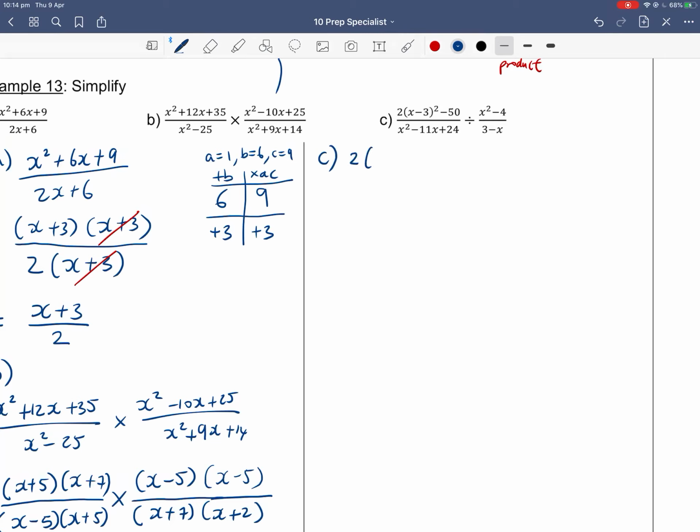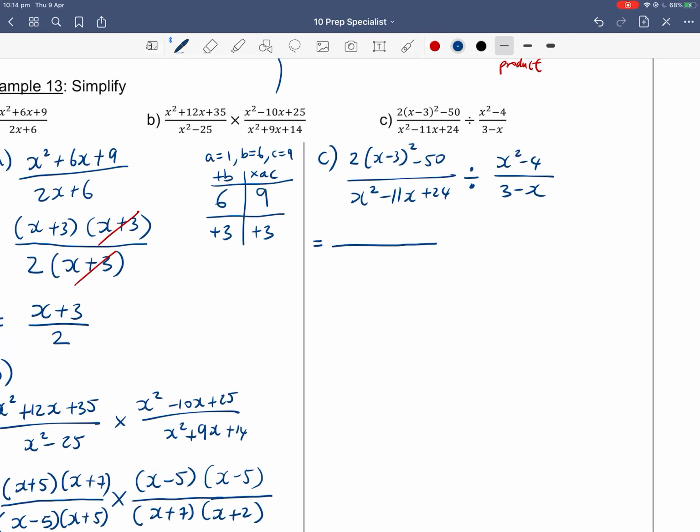We have 2 bracket x minus 3 squared minus 50 all over x squared minus 11x plus 24 divided by x squared minus 4 over 3 minus x. So C is what I would say is a complex question, definitely. There's multiple steps involved. So let's do it one step at a time. So first, let's factorize, okay?